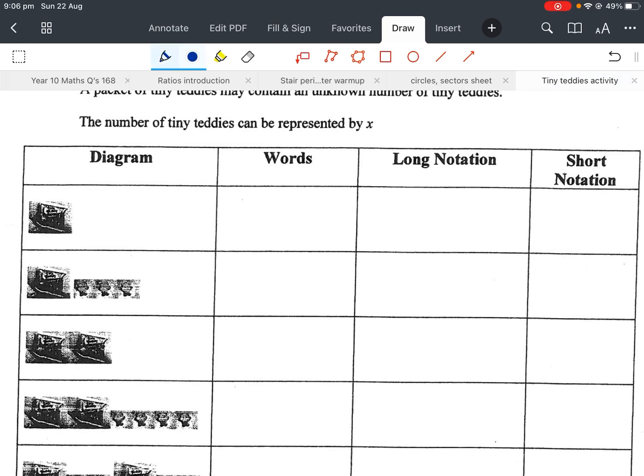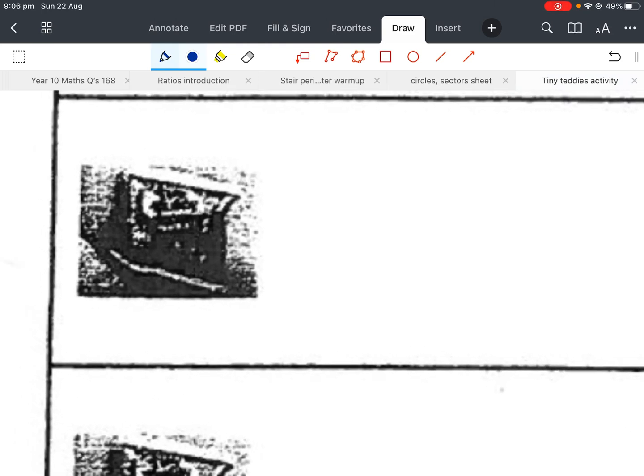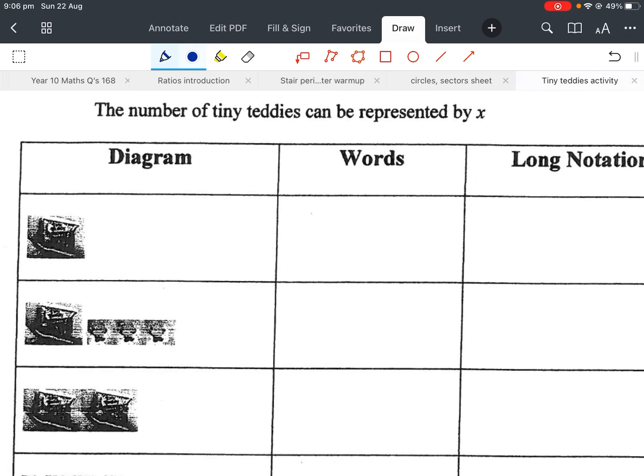Okay, so here we go. I'm going to give you a bit of an introduction to algebra using packets of tiny teddies. All right, so in words, what do I have there? That looks pretty disgusting, doesn't it? You can't really see that at all. So I'm going to draw a little diagram. You actually have one packet of tiny teddies. So what do we write in words?